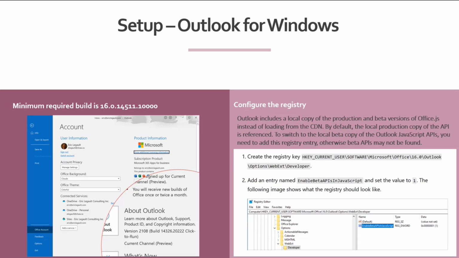Now, for Outlook for Windows, you're going to also have to configure the registry if you're not in an appropriate channel. There's a minimum required build, but certainly go back to the configure your Outlook add-in for event-based activation documentation page on Microsoft's website for up-to-date information on what you need to get configured so that you can take advantage of these. So now I'm going to show the add-in sample that I have.